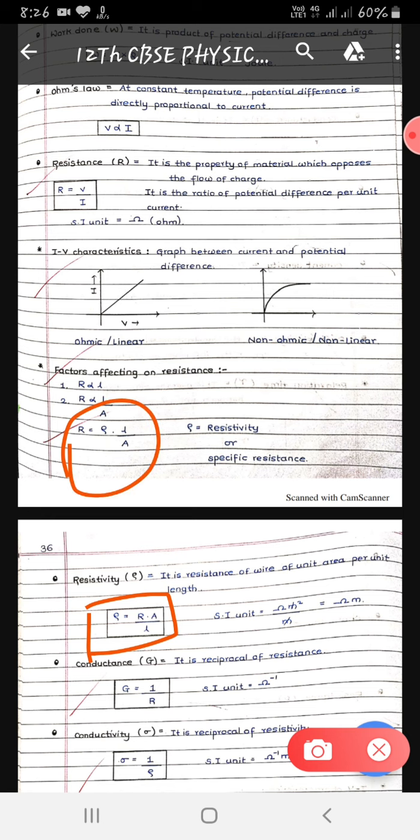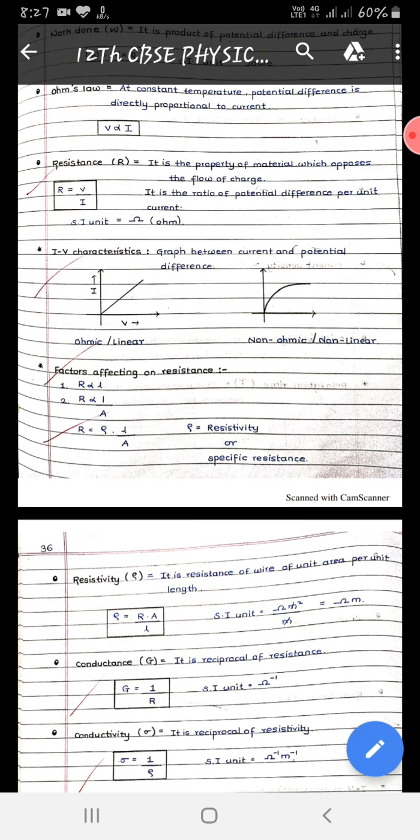Okay, factors affecting resistance. Here we can define, don't try to learn the definition, try to understand it. Rho is equal to Ra upon L. So how do we define rho? Resistivity is the resistance of wire of unit cross section area per unit length. I repeat, resistivity is nothing but resistance of wire of unit area per unit length. It is called resistivity, and the SI unit of resistivity is ohm meter, because resistance is in ohm, area is in meter square, and length is measured in meter. So meter square and 1 meter will get cancelled. So SI unit of resistivity is ohm meter.